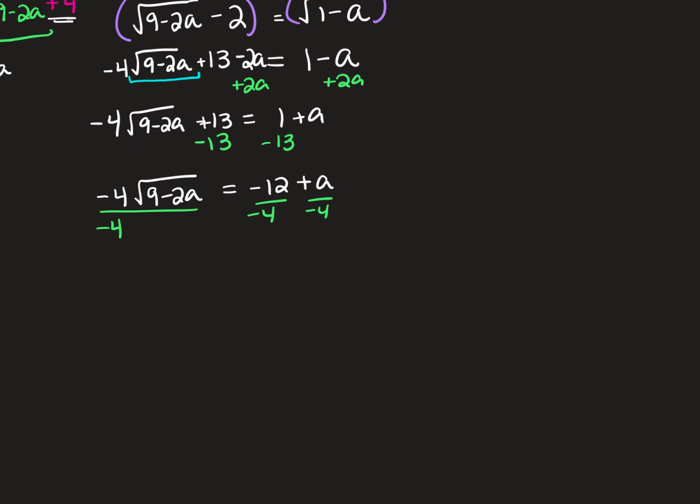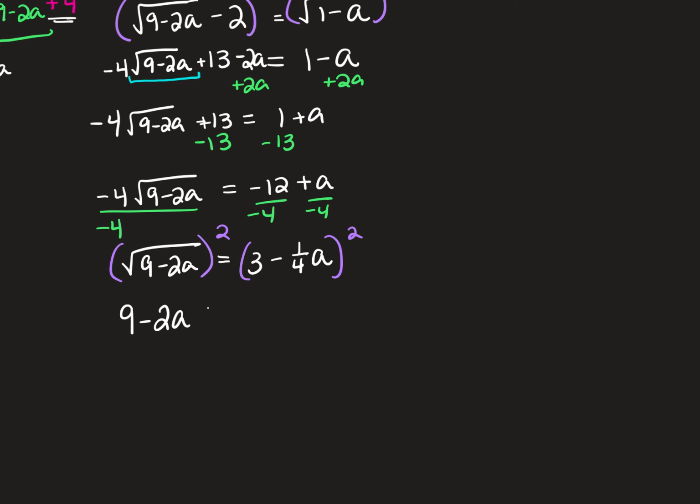So we end up with the square root of 9 minus 2a equals. So this is going to be 3. Now I'm going to think of this as minus 1/4 a. It's the same thing as saying plus a divided by negative 4. And again, I need to undo the square root, so I'm going to square both sides. Seems like we're just kind of running in a circle, but this will get rid of all of the square roots for us. So on the left side, we just have 9 minus 2a.